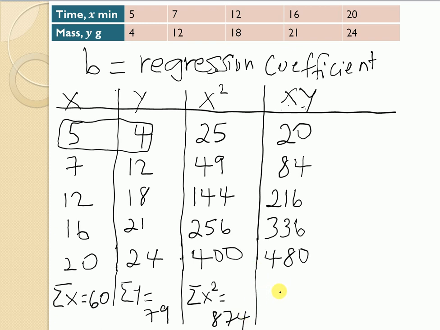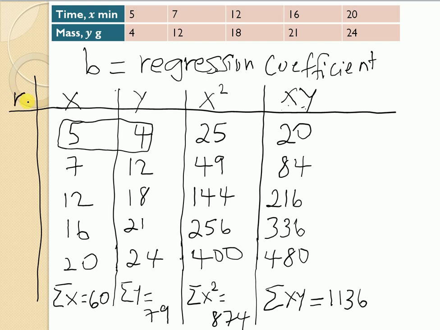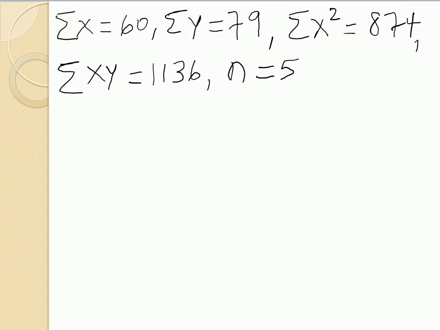And 20 plus 84 plus 216 plus 336 plus 480. That's going to be the sum of xy, which equals 1130. And remember, n represents the number of pairs of values that we have. So 1, 2, 3, 4, 5 pairs of values. So these are our summary statistics.